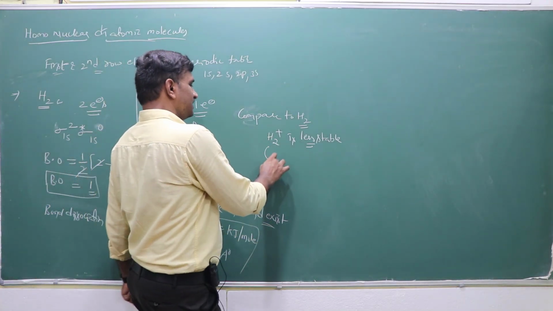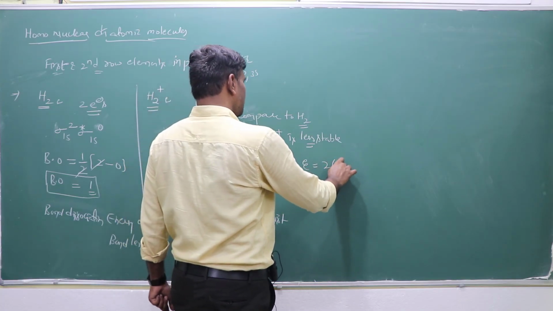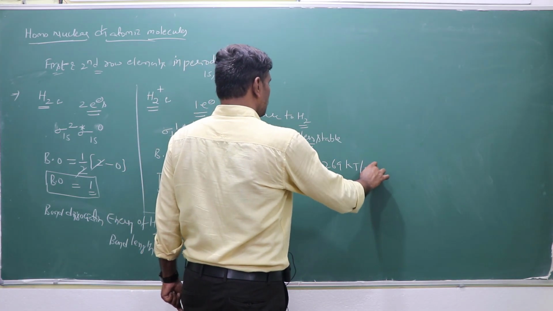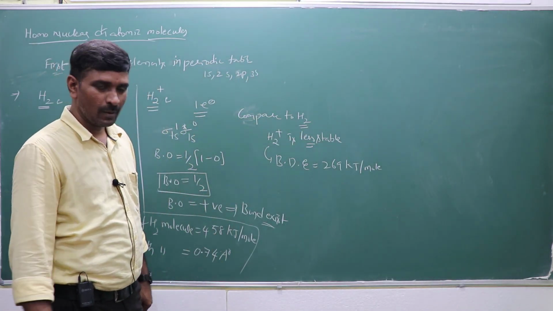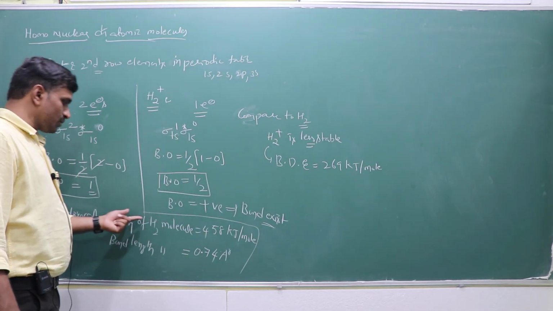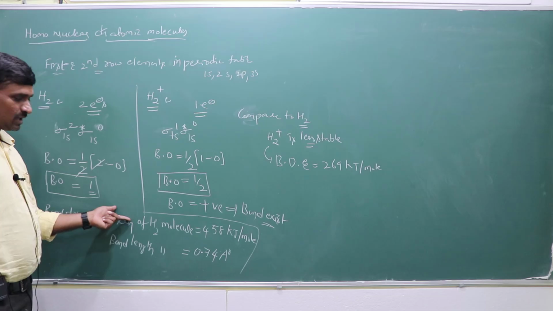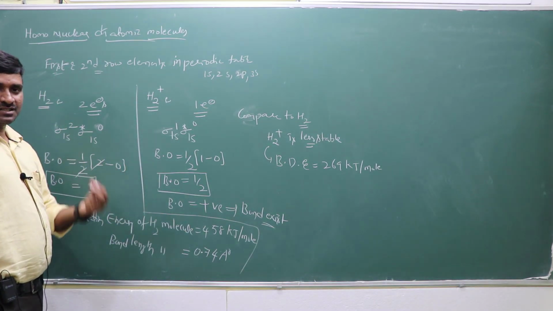And in the H2 plus case, the bond dissociation energy is 269 kilojoule per mole. That means more bond dissociation energy is there in the case of the H2 molecule, right? That means the required bond dissociation energy is more. That means bond strength is also more.